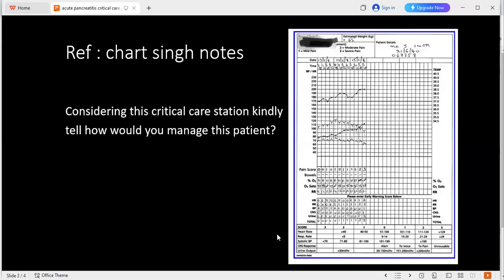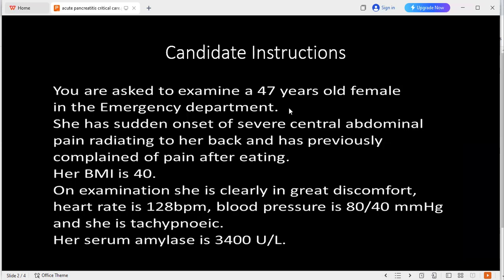If you have read and understood, considering a critical care scenario, please tell me, how would you manage this lady now? Managing this lady, central abdominal pain. She presented with signs of what looks like acute pancreatitis. Differential diagnosis could be perforated viscus.